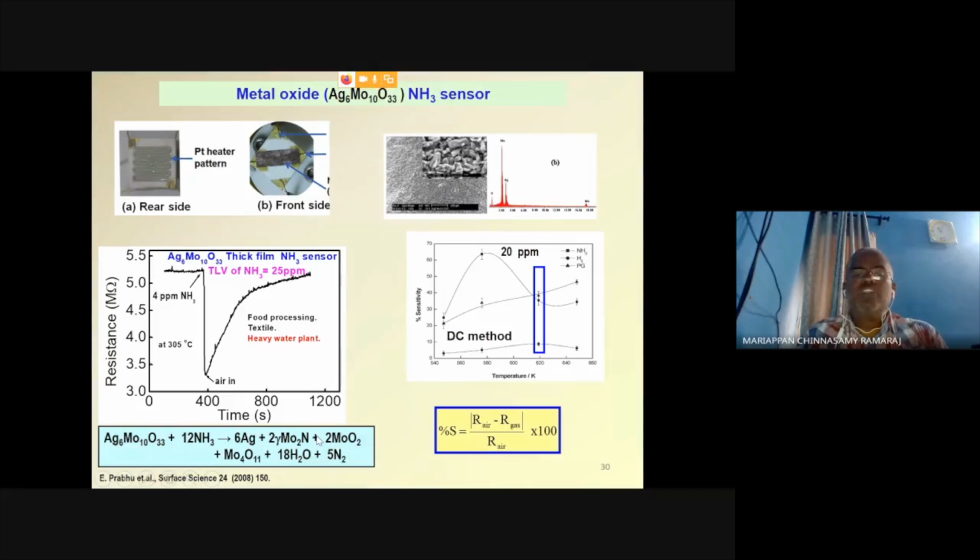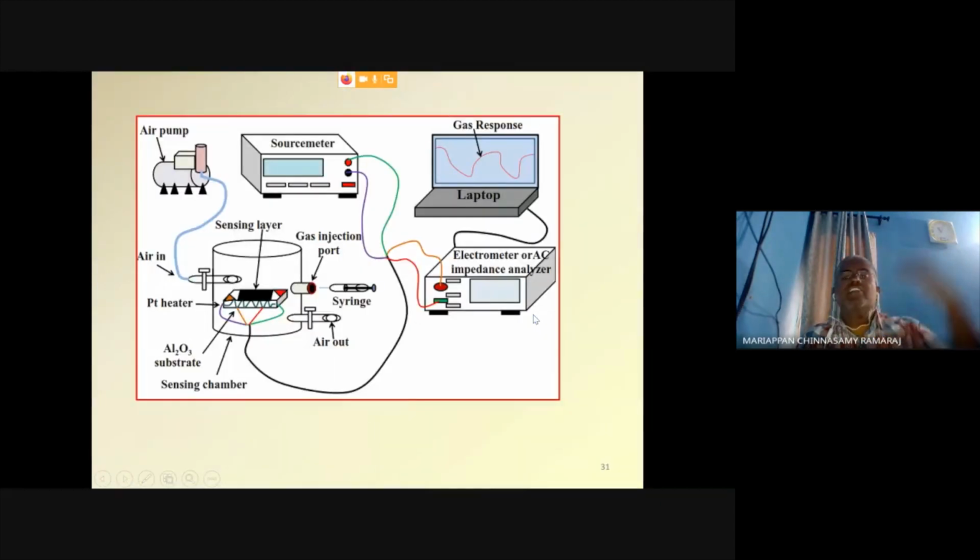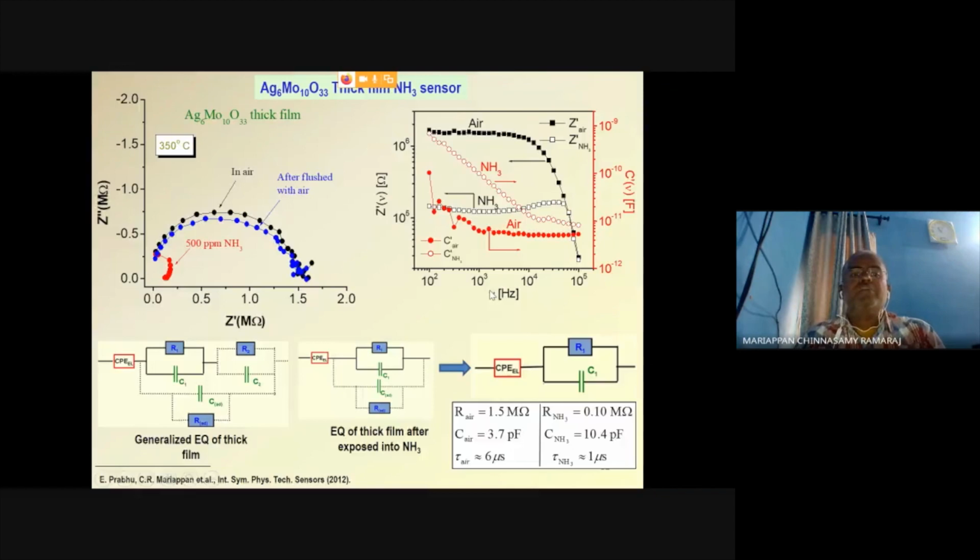Now, that was the DC method and its issue. For the AC method, we just removed the electrometer, connected the AC impedance analyzer, and measured the AC impedance. You see what is happening here. That's the beauty of AC impedance spectroscopy. The impedance of the material in air at 350 degrees Celsius is this black circle line, a semicircle, and once we introduce 500 ppm ammonia, that resistance goes down very small.